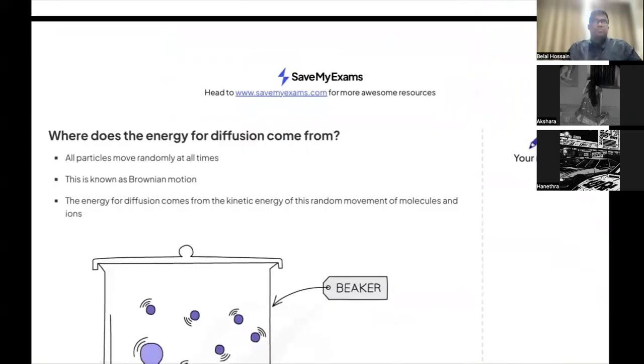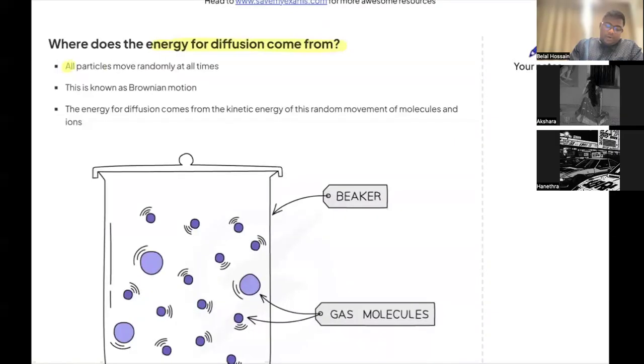So where does the energy for diffusion come from? All particles move randomly at all times, and this is called Brownian motion.